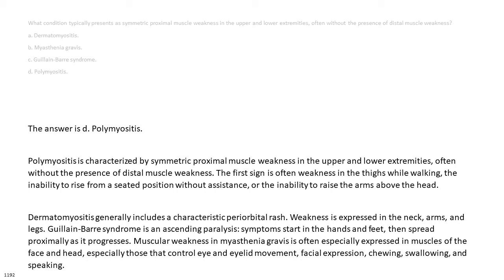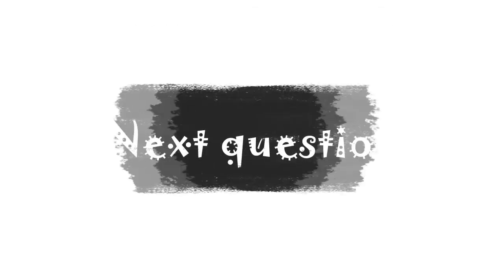Dermatomyositis generally includes a characteristic periorbital rash. Weakness is expressed in the neck, arms, and legs. Guillain-Barré syndrome is an ascending paralysis. Symptoms start in the hands and feet, then spread proximally as it progresses. Muscular weakness in myasthenia gravis is often especially expressed in muscles of the face and head, especially those that control eye and eyelid movement, facial expression, chewing, swallowing, and speaking.